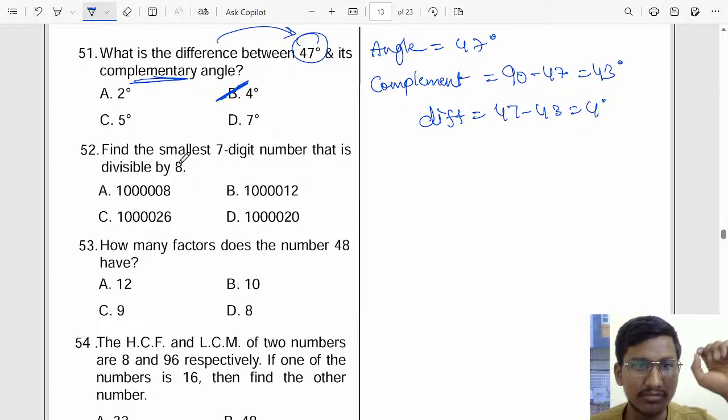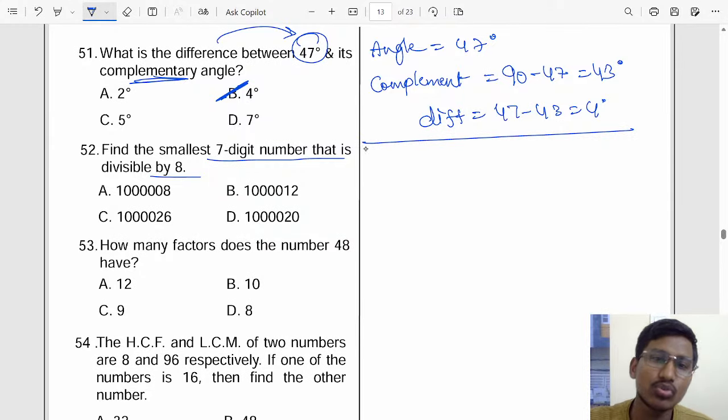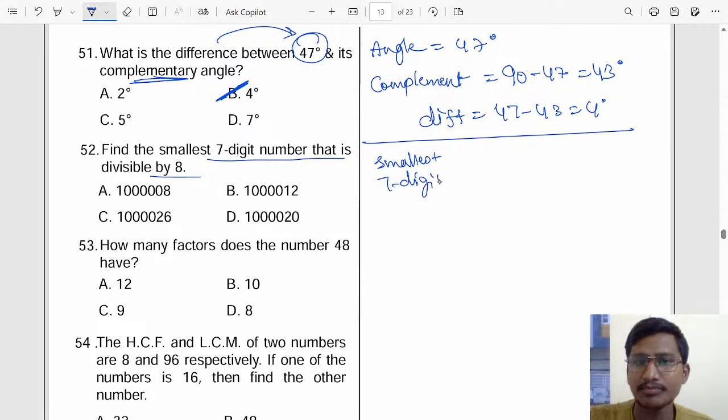So what is the question? Find the smallest 7 digit number that is divisible by 8. So you go with options, or you can use a little method, we know how to find this, right? So the smallest 7 digit number, what is it? 1, and then you have to write zeros, right? So 1, then 3 zeros, and then 2 zeros, so that will be what?